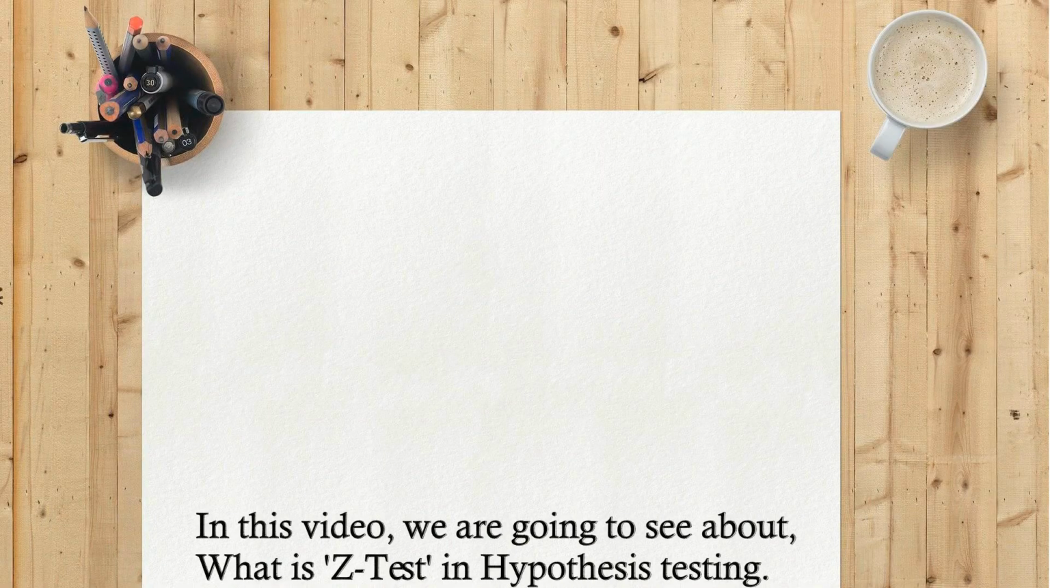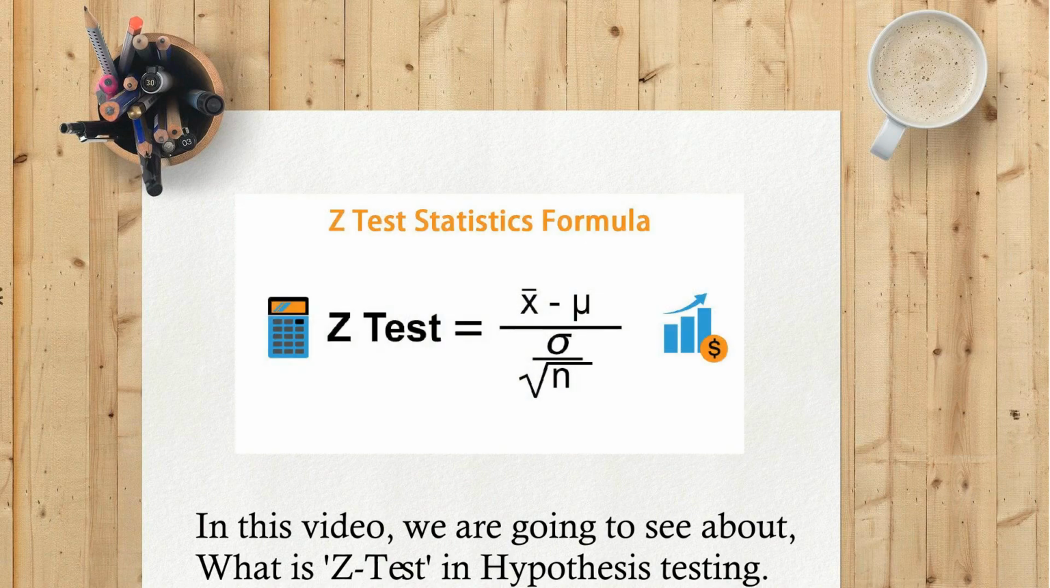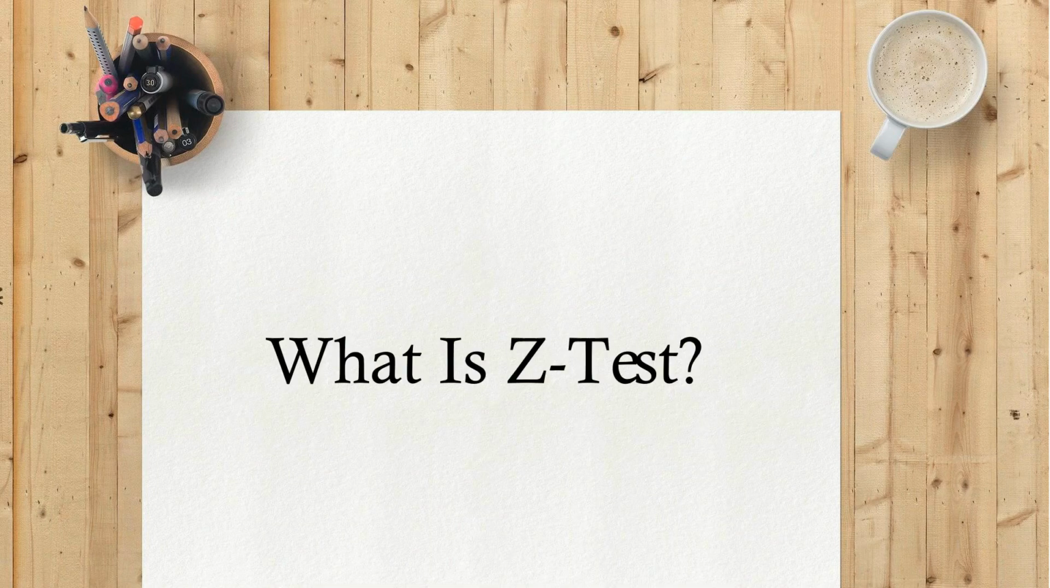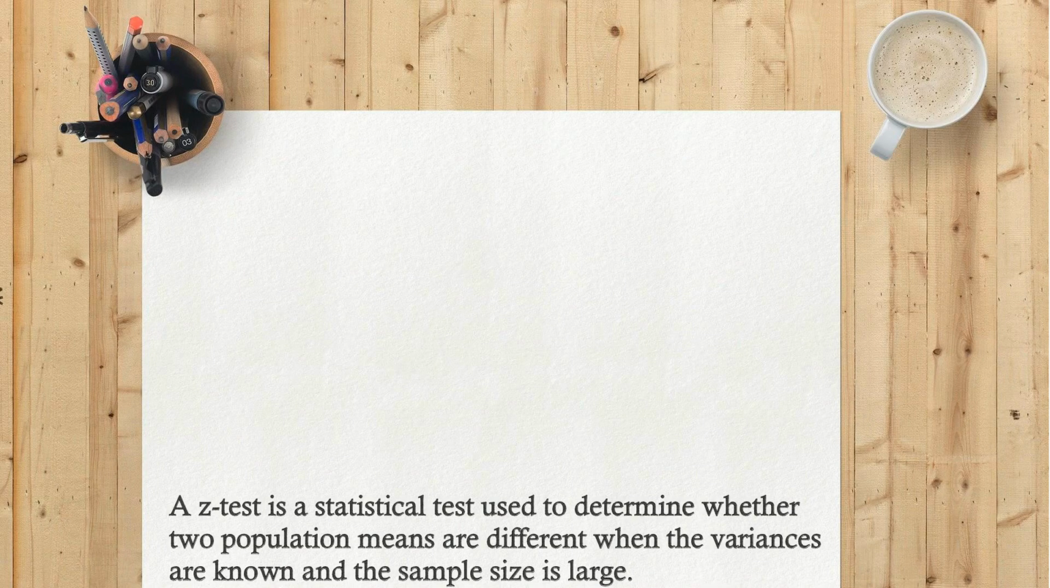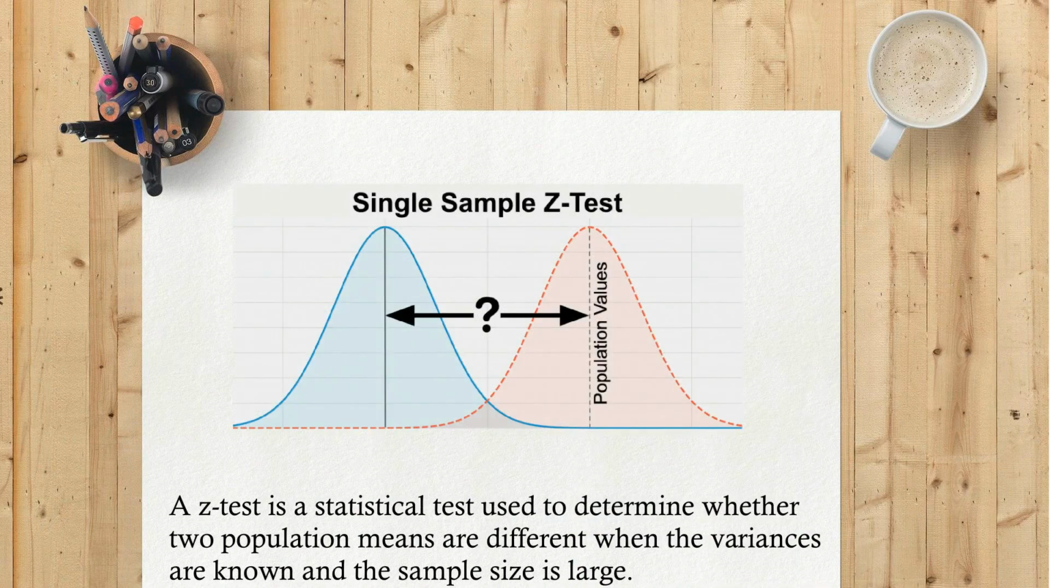In this video, we are going to see about what is Z-test in hypothesis testing. What is Z-test? A Z-test is a statistical test used to determine whether two population means are different when the variances are known and the sample size is large.